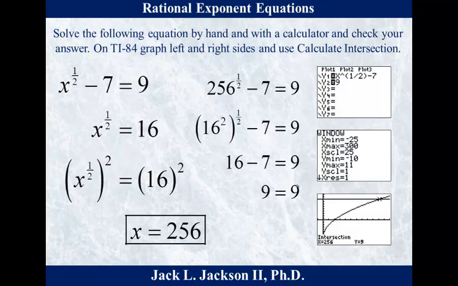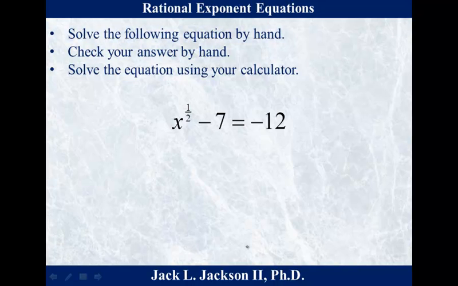It's also going to check by doing it in the calculator. So again, we let the left side be y1. So that's x to the power of 1/2 minus 7. Notice the 1/2 is in parentheses. And then y2 is 9. Pick a window, and we have to go way out to the right on this one because the correct answer is 256. But with a little bit of trial and error, we can get it out there and calculate the intersection, and sure enough, x is 256.